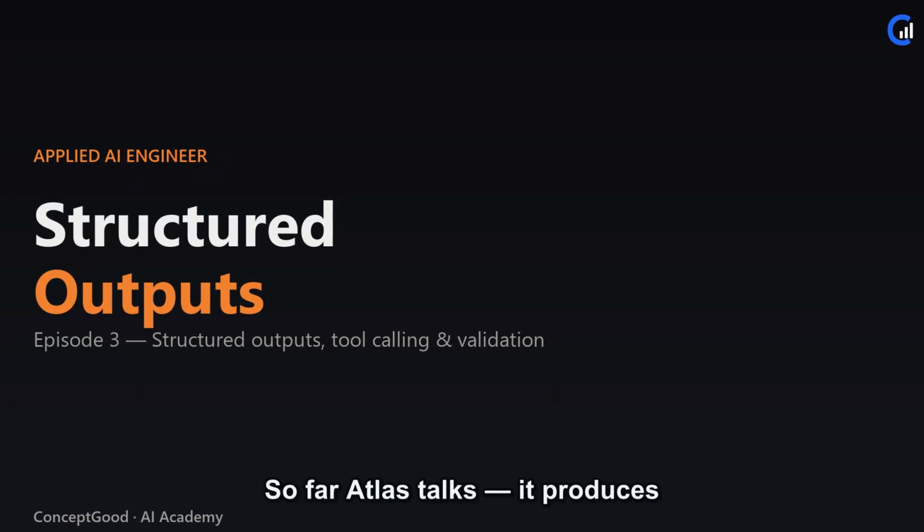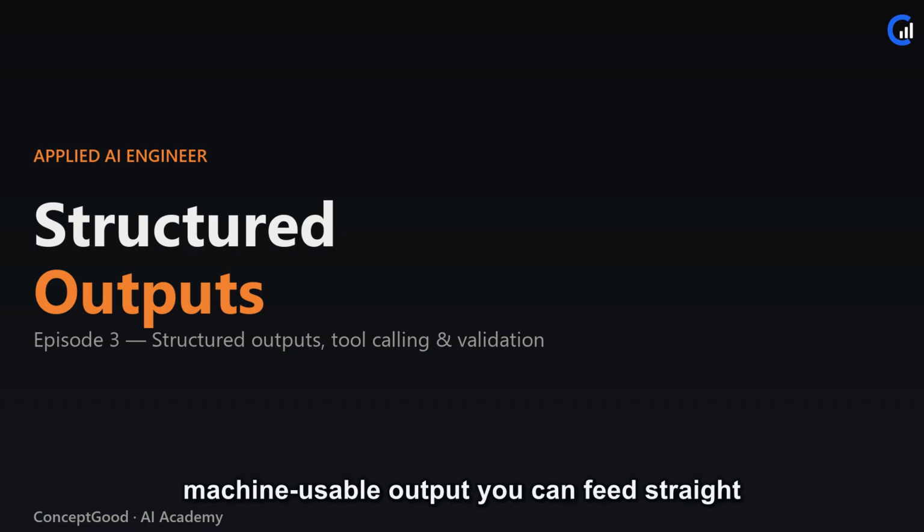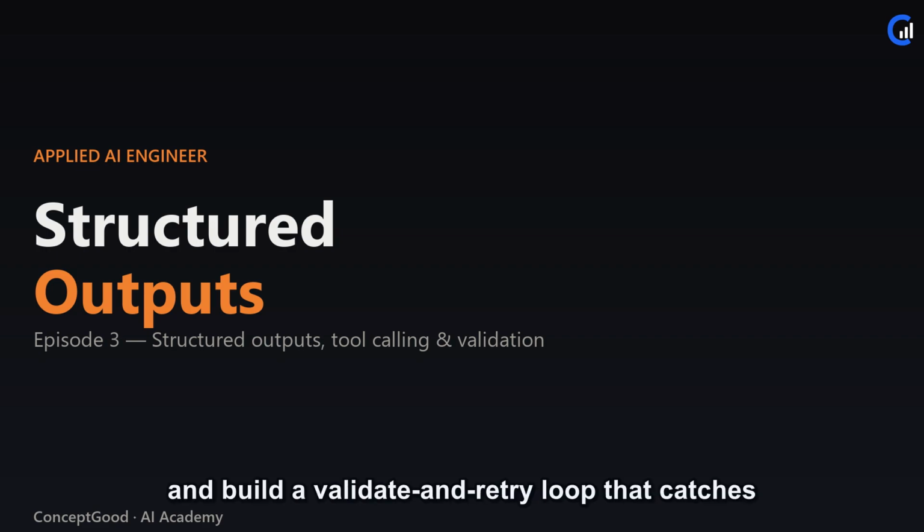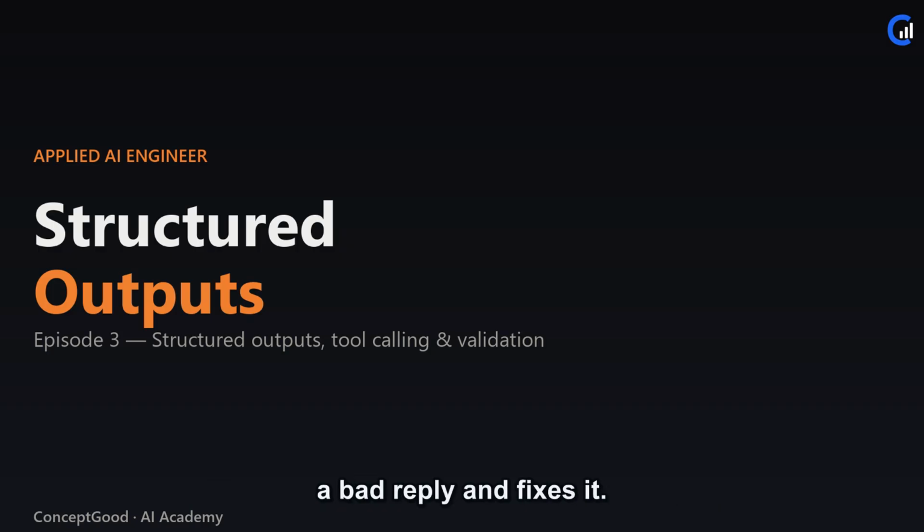So far, Atlas talks, it produces sentences. But software doesn't run on sentences, it runs on data with a known shape. In this episode we make Atlas return structured, machine-usable output you can feed straight into a database, an API, or another function. We'll define a schema with Pydantic, get reliable JSON out of the model using tool calling, and build a validate and retry loop that catches a bad reply and fixes it. By the end you'll have a resume extractor that turns messy text into a typed object you can trust.